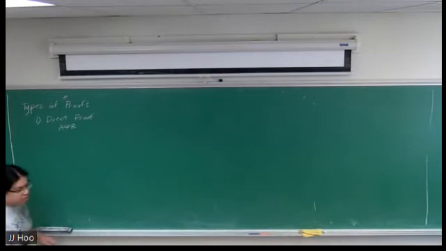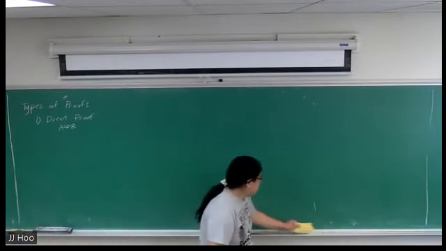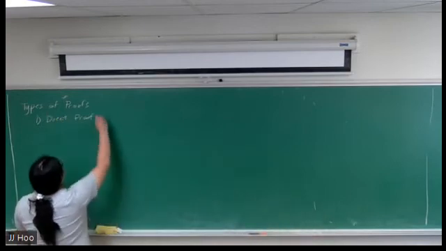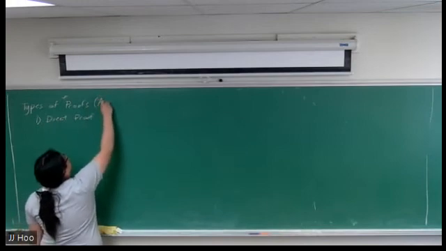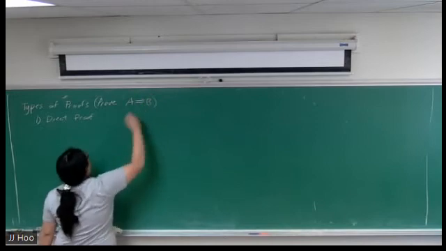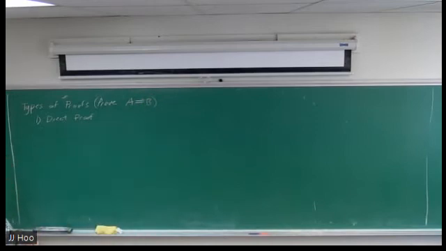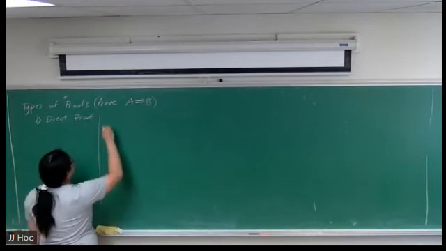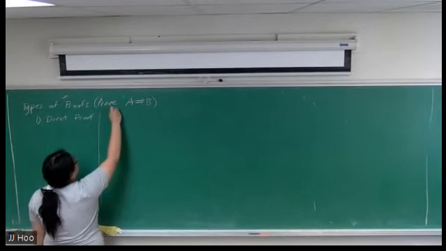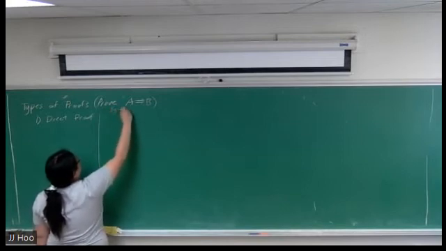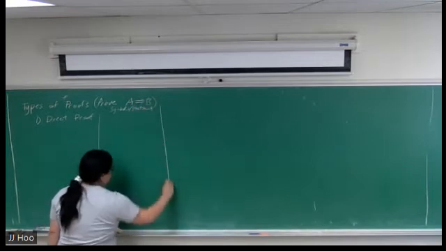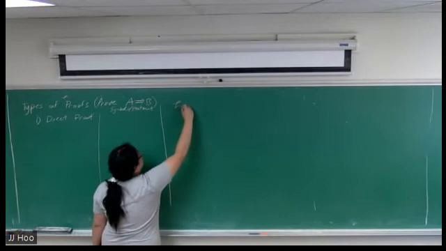So maybe I'll do it this way. For all of these, I'm going to show you how to prove A implies B, right? And so for direct proof, maybe I'll say this column will be the symbol or statements we're trying to prove. And here we'll talk about the formats.